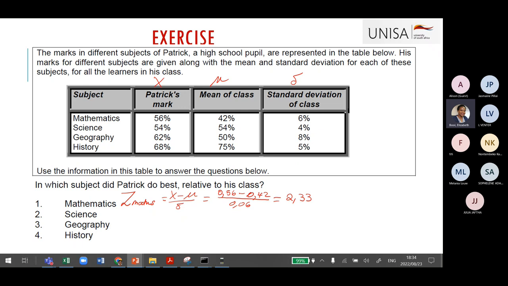So do the rest. Do for science and for geography, and then we will come back to it just now. I'm going to give you 5 minutes or even less. Just try to do it. There is no right or wrong answer. I'm just going to show you, because practice makes perfect. The more you try, the more you do, the more you learn. Don't just wait for me to give you the answers.